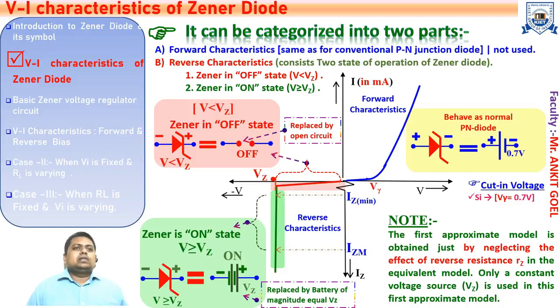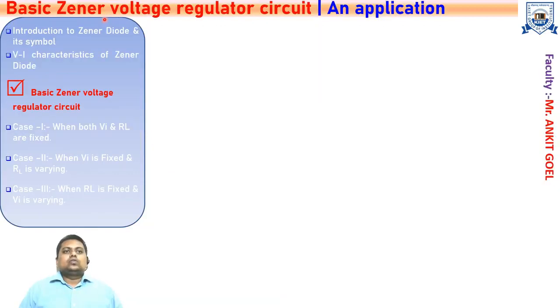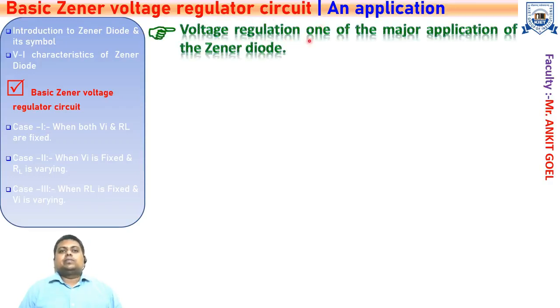So let's start with the basic Zener diode regulator circuit. So let's discuss the basic Zener voltage regulator circuit. Basically, voltage regulation is a primary requirement for saving any electronic devices from the sudden rise of the current. So we need to stabilize the voltage across the diode. So for this, we use the basic Zener voltage regulator circuit.